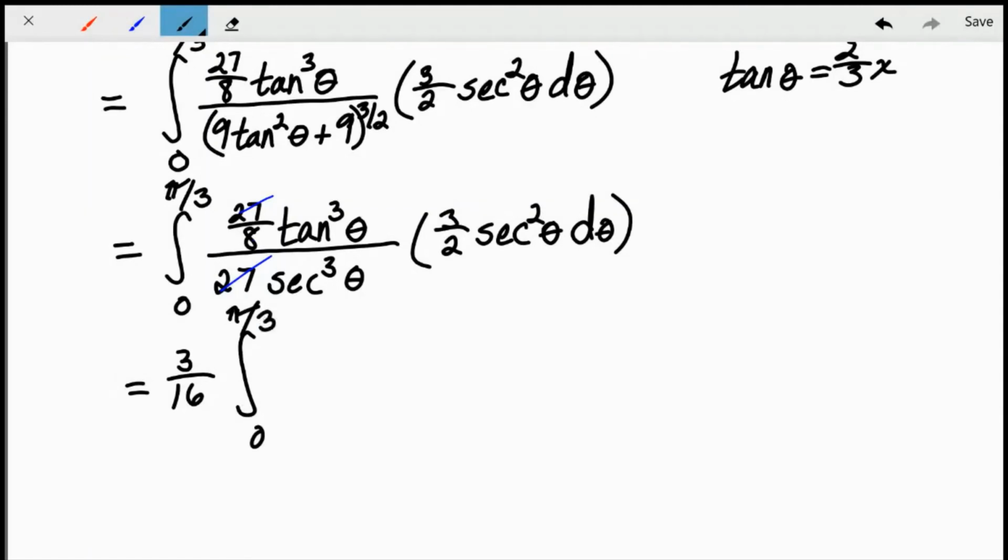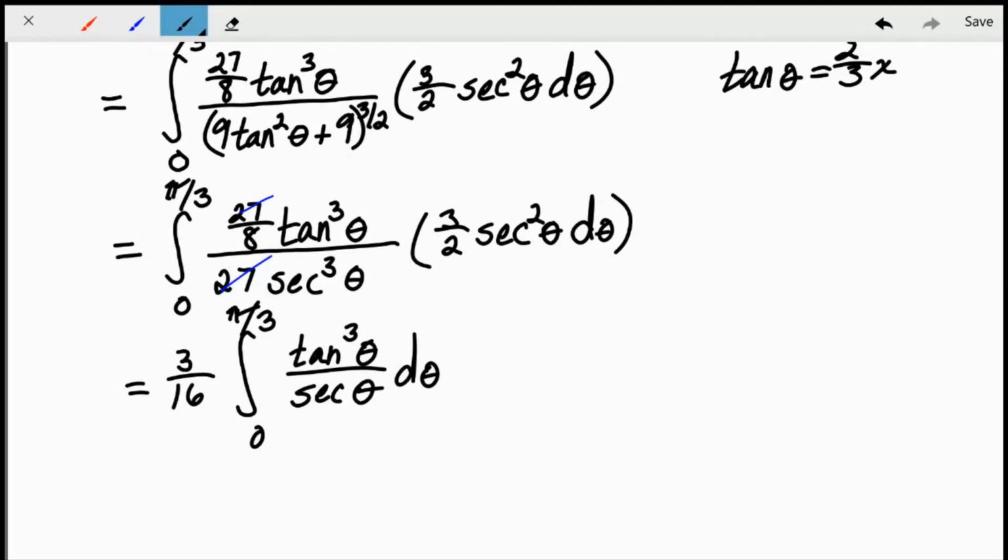And then let's just simplify the expression that we have. We have a secant squared and a secant cubed. So in the end, we've got tangent cubed theta over secant theta d theta.